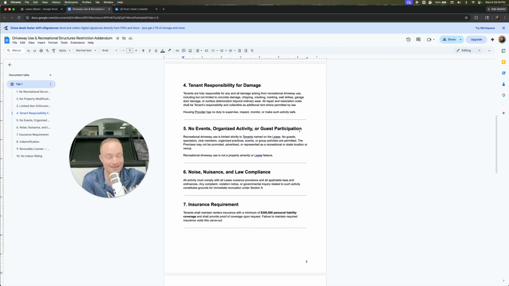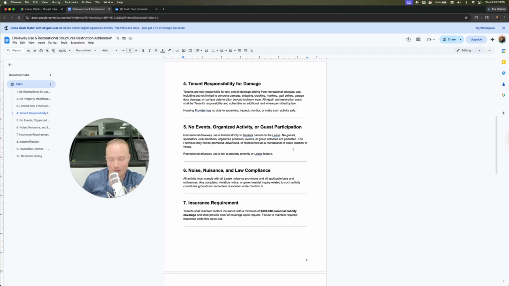There's no one in their organization who isn't named on the lease that's allowed to do these things, right? So no guests are allowed, no organized practices, no events. You cannot promote or advertise this recreational skate location at all. And the recreational use is not a property amenity or lease feature, meaning this isn't included in the lease. You're not paying for the right to use this driveway to skateboard.